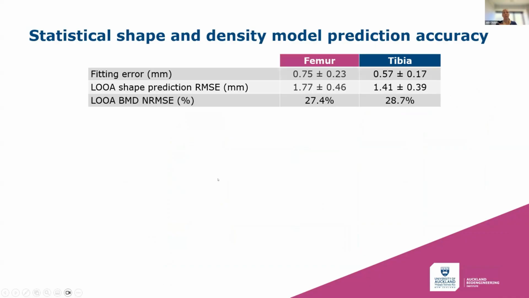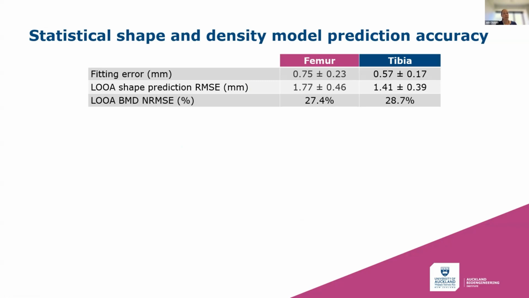Now, if we look at our prediction error. First, our fitting errors were pretty good, less than 1 millimeter. And when we look at the shape prediction error, so if we predict a new participant's bone, we are less than 2 millimeters accurate in terms of root mean square error. So we were quite happy with that.